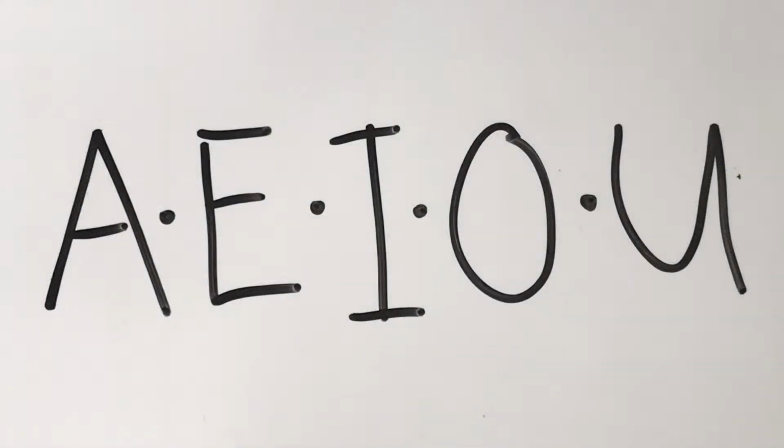Let's review the sounds that each of these vowels make in Spanish. A, E, I, O, U. Say it with me. A, E, I, O, U. One more time. A, E, I, O, U. Muy bien. Good job. Keep practicing and you'll be sounding like a native Spanish speaker in no time.